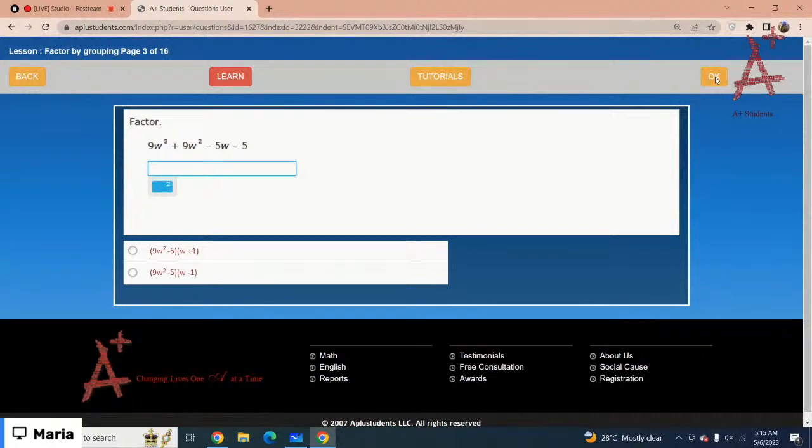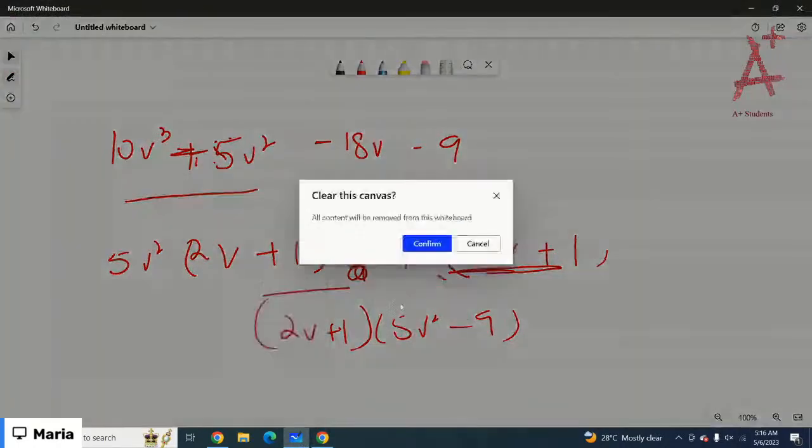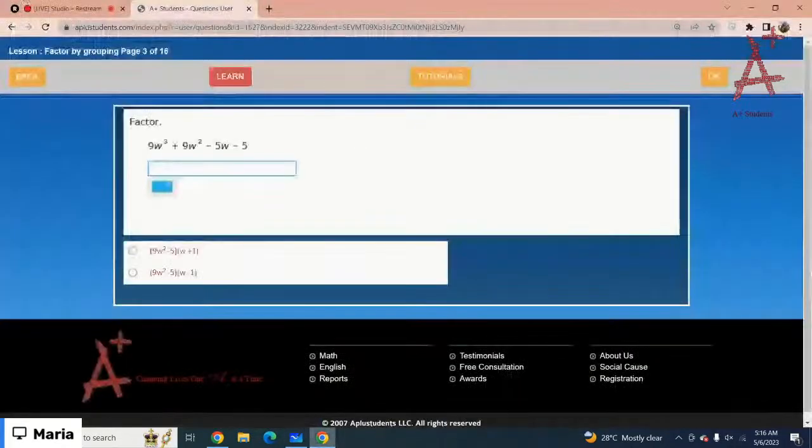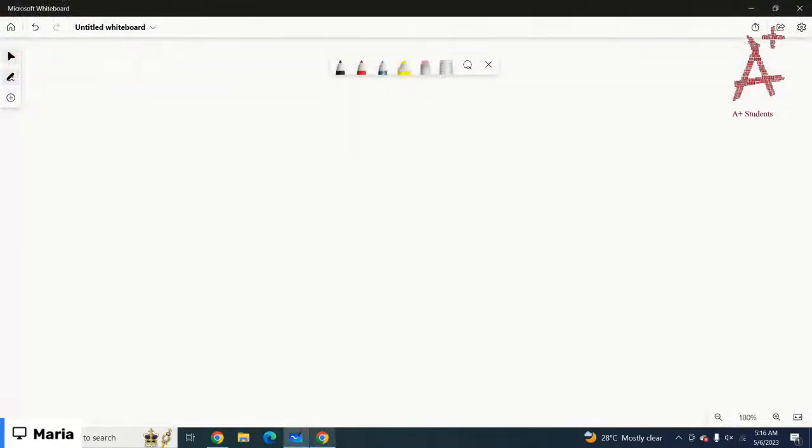Okay, the next one is 9w cubed plus 9w squared minus 5w minus 5. Let me just write it down on the board. 9w cubed plus 9w squared minus 5w minus 5.